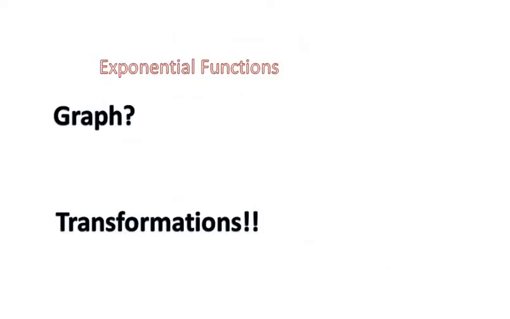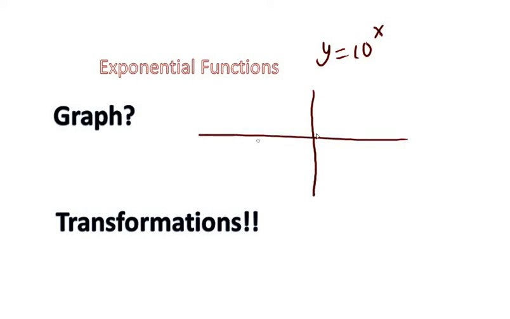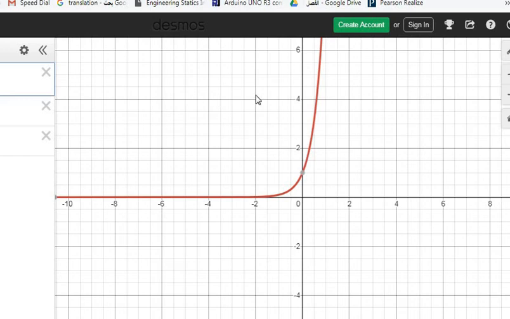Now let's learn how to graph an exponential function. Let's take this example: y equals 10 to the power of x. The y-intercept of this function is 1, because 10 to the power of 0 is 1. As x gets infinitely small, y approaches 0. So the function is somehow like this. Let's see that on a graphing calculator. This is the graph of 10 to the power of x.